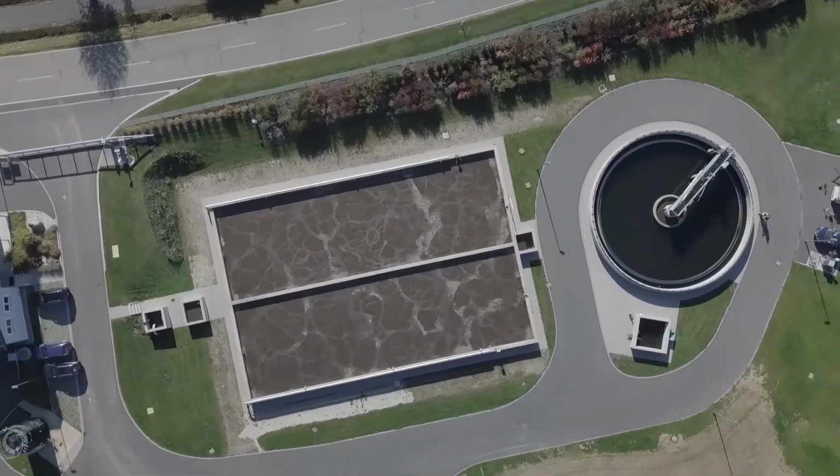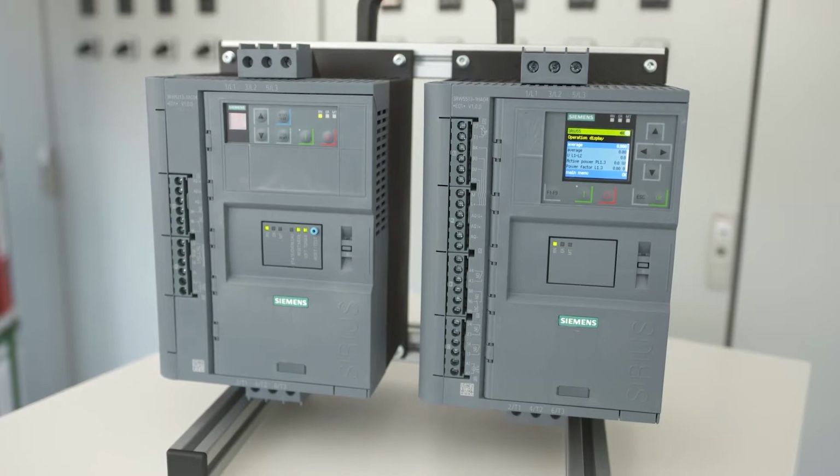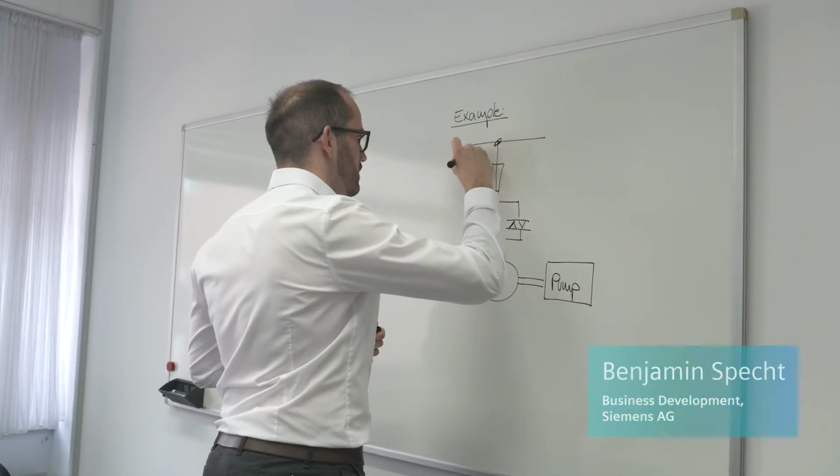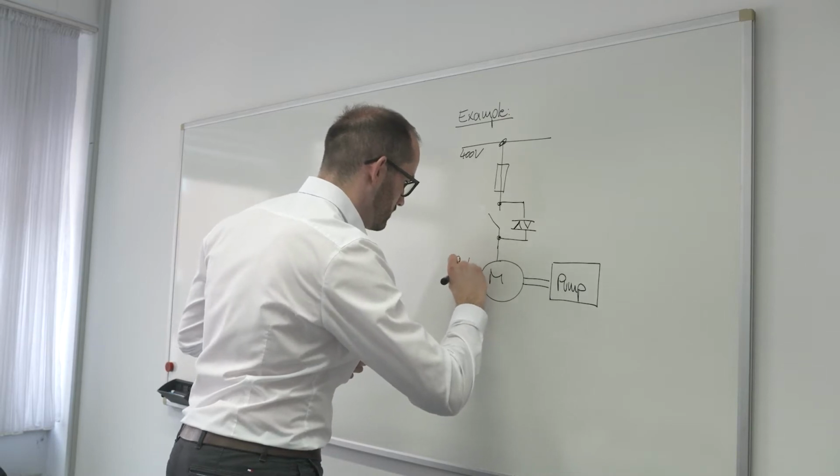Today, I would like to show you how to select a soft starter with the simulation tool STS. Application-oriented, fast and easy to use. Here we have an example. We need a soft starter for a pump application operated by an IE3 motor rated with 90 kW at 400 volt.